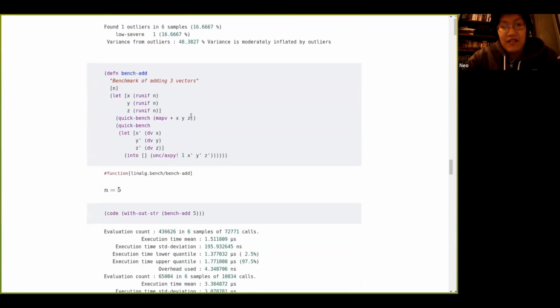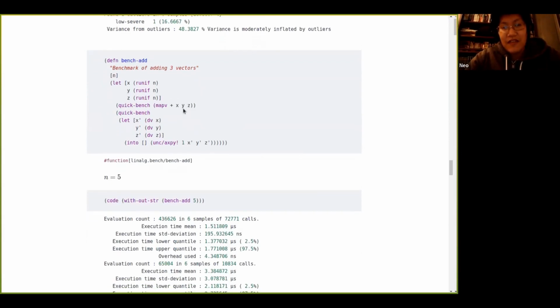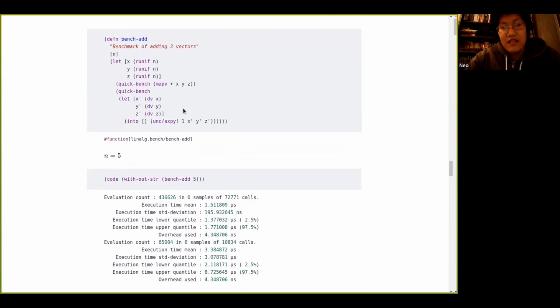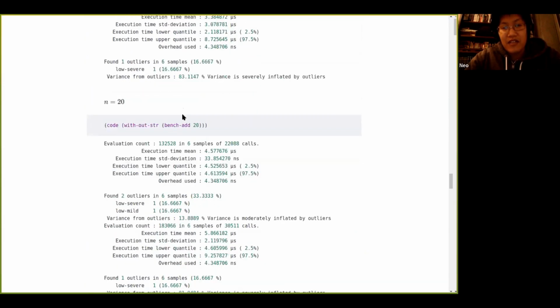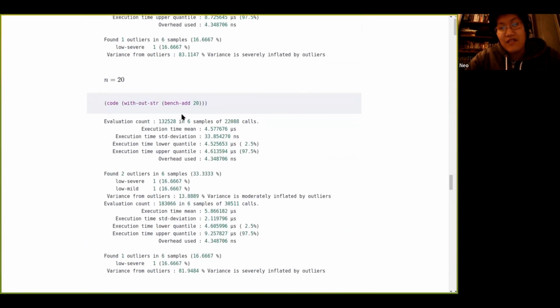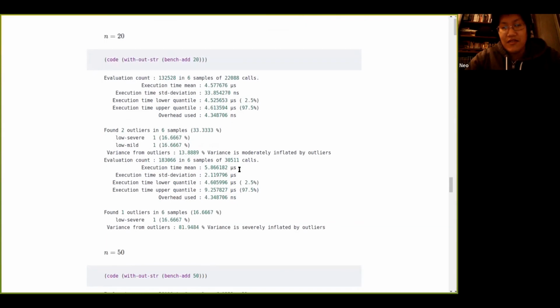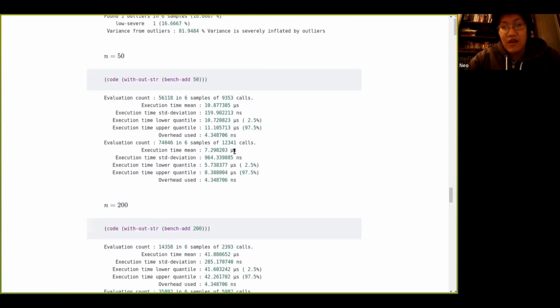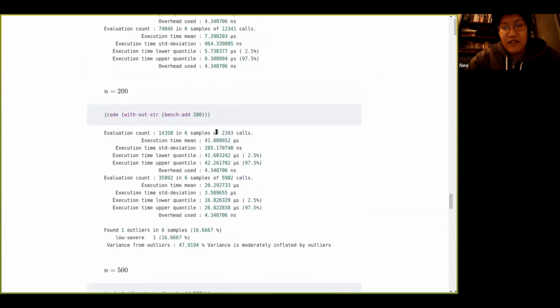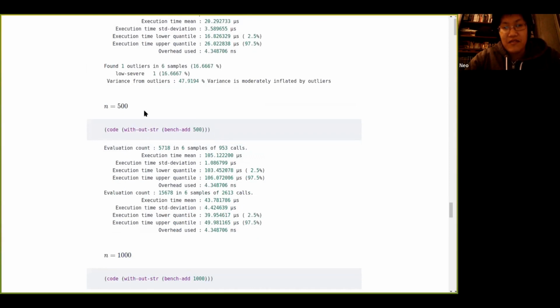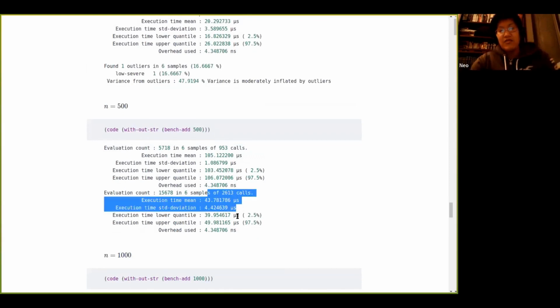But then here is a cool example, when you have to add 3 vectors, and there you see that it starts to get extremely fast already at 20 elements. When each of the vectors has 20 elements, you almost break even with Clojure, but afterwards you always win. For example, if your vectors have a size of 500, then you're almost twice as fast.